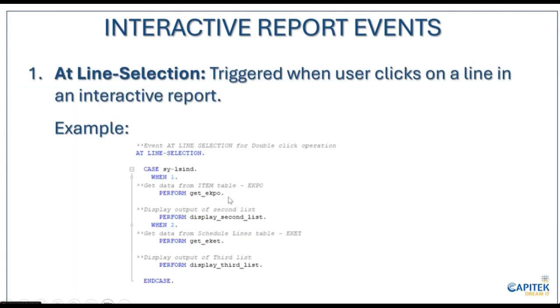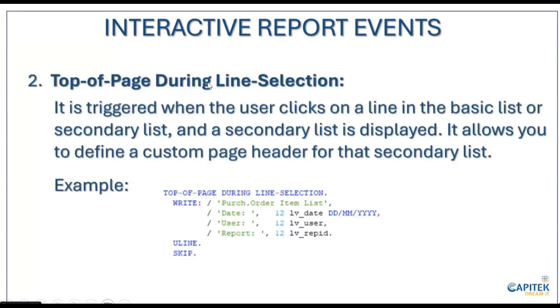If you observe here also, case sy-lsind when 1, it means when you are in the primary list, you are trying to get the data from the item table, and also display the data in the output, in the secondary list. Similarly, this event top of page during line selection tells you the same thing: you are getting ready the top of page information to be displayed in the next report, with respect to the click that you performed on the first report. So these are the different events.